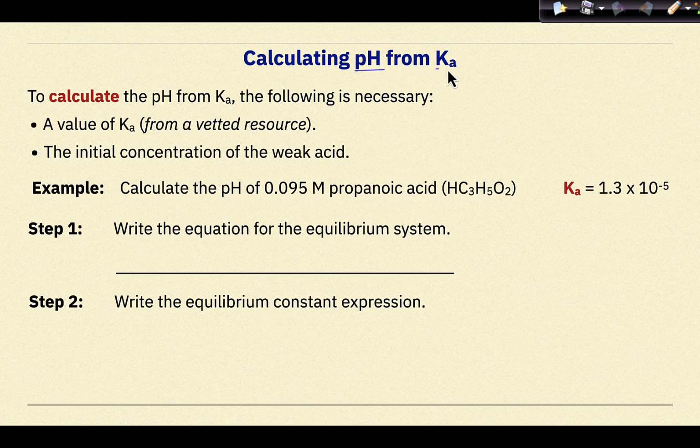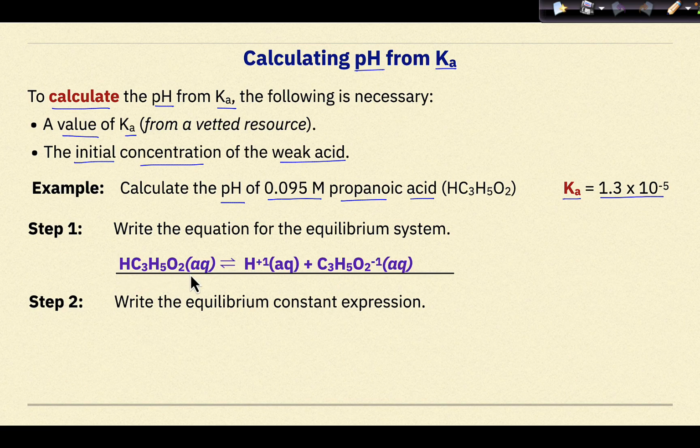Calculating pH from Ka. To calculate the pH from Ka, the following is necessary: a value of Ka from a vetted resource, and the initial concentration of the weak acid. So for example, calculate the pH of a 0.095 molar propanoic acid, HC3H5O2, where our Ka value is 1.3 times 10 to the negative 5. So step 1 is to write the equation for the equilibrium system. So HC3H5O2 ionizes to H+ plus C3H5O2-.